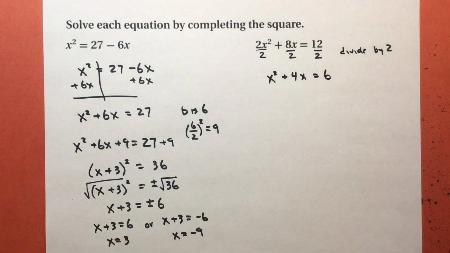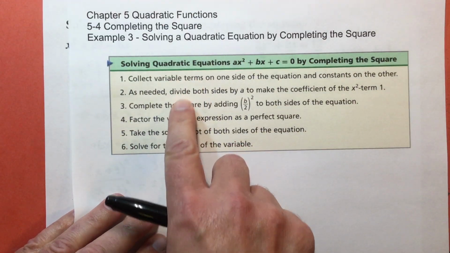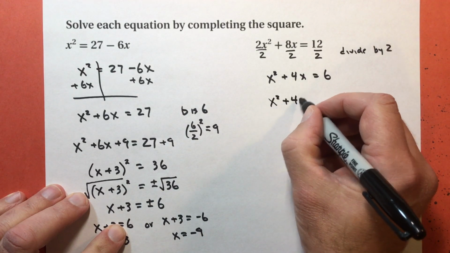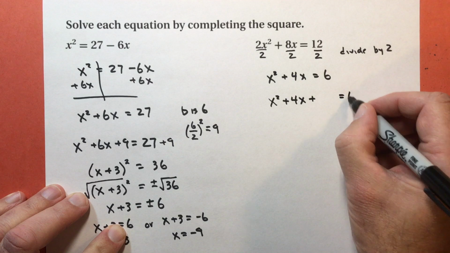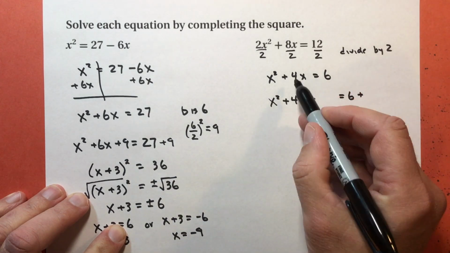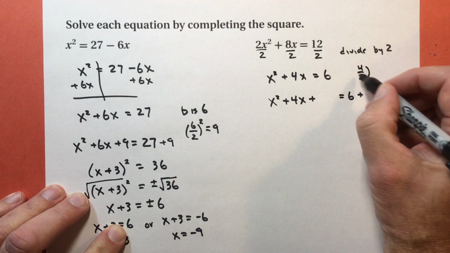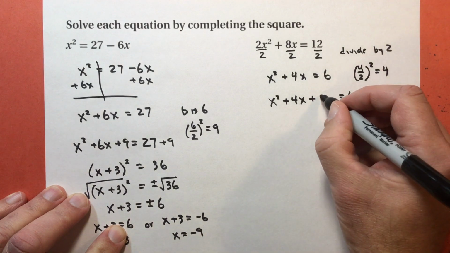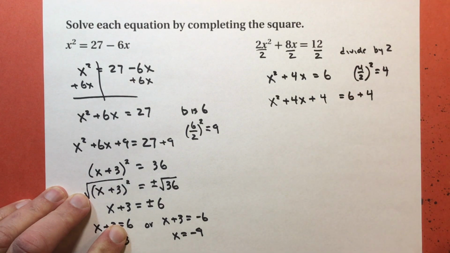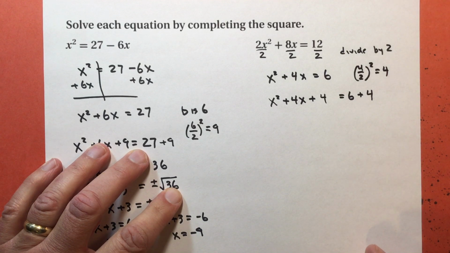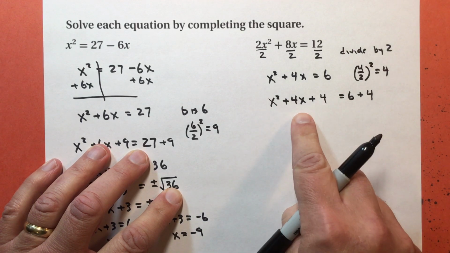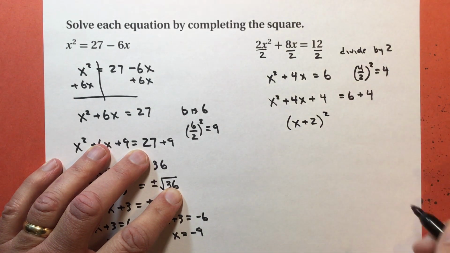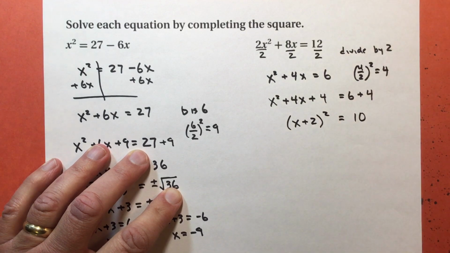Okay, I'm good. So let's check my list. I had that, I did that, now I'm going to complete the square. So I do x to the second power plus 4x plus something equals 6 plus that same thing. 4 divided by 2 equals 2. 2 squared also happens to equal 4. So I'm going to add 4 to both sides. This can be factored into x plus 2 times x plus 2, or x plus 2 squared. 6 plus 4 is 10, and it always will be.